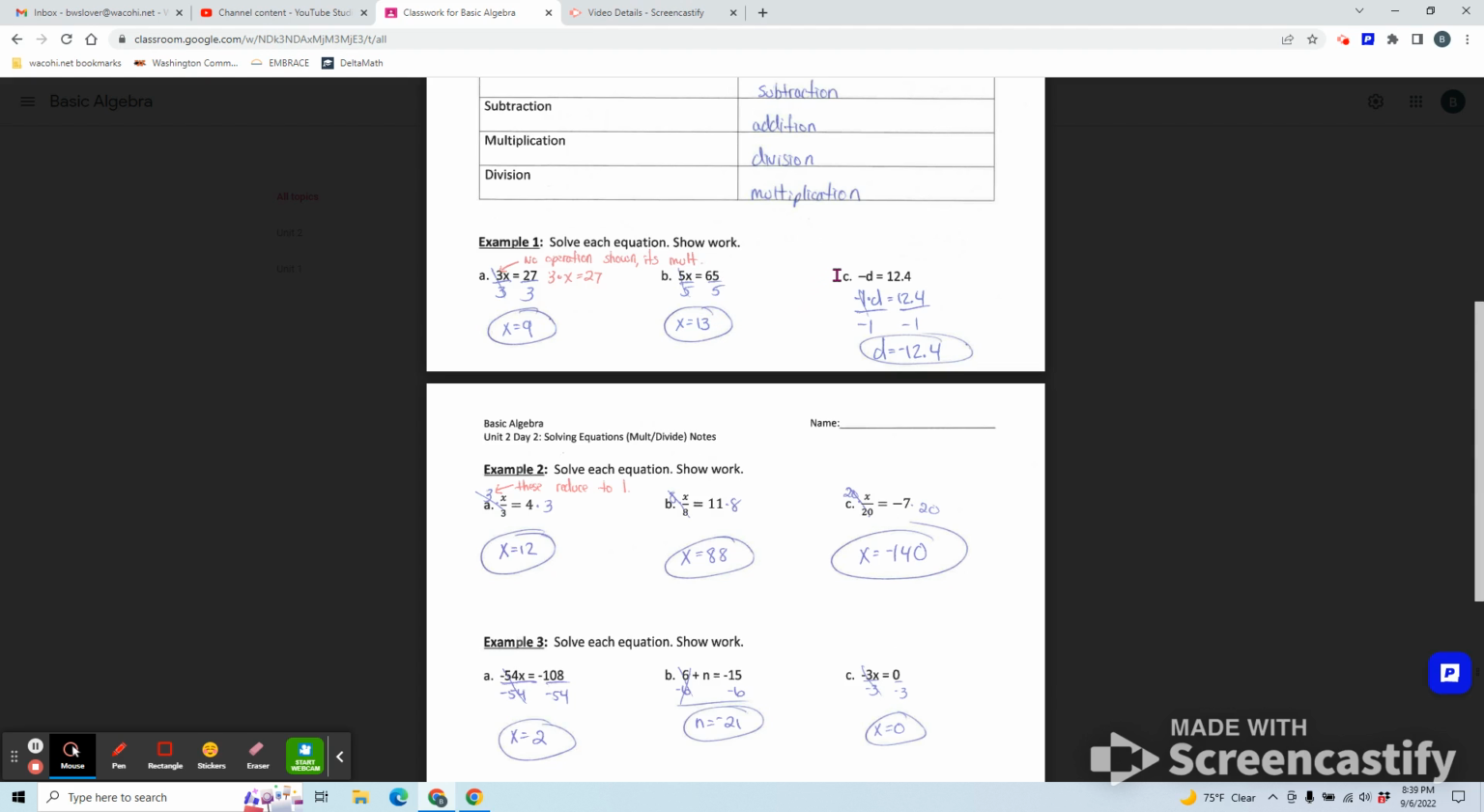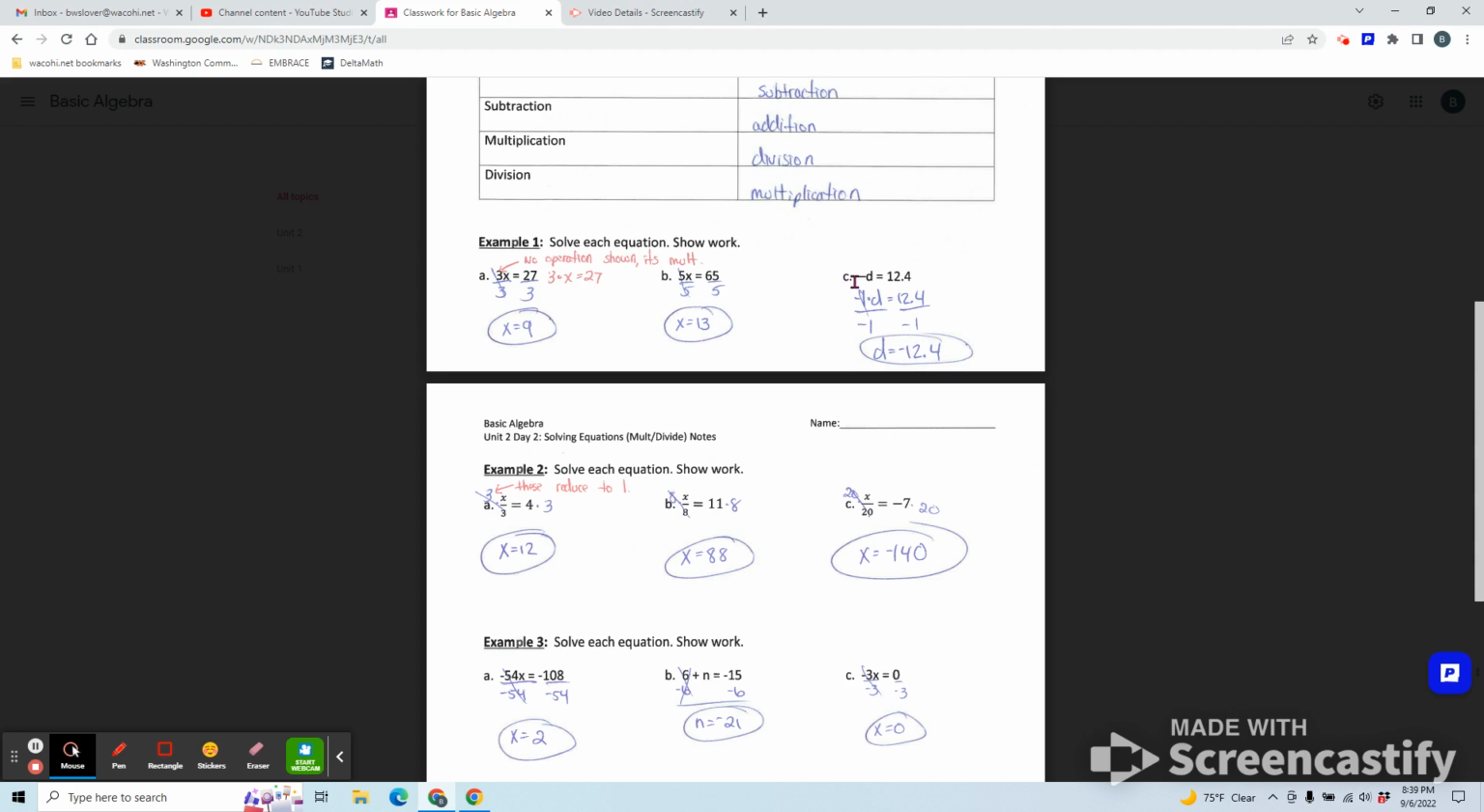And then the tricky one is letter C. It says negative d equals 12.4. First off, this is the first decimal that we've seen. That doesn't mean we're going to do anything different. It doesn't mean it's not possible. It's okay to have decimals in your equation, or fractions, or 0, or whole numbers, or integers. Doesn't matter. You can have those in there.